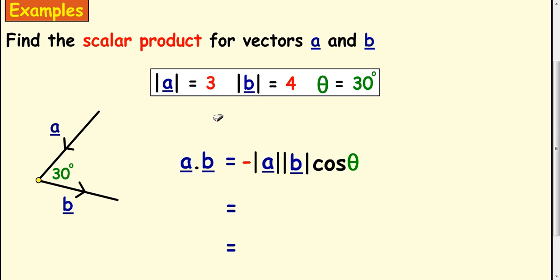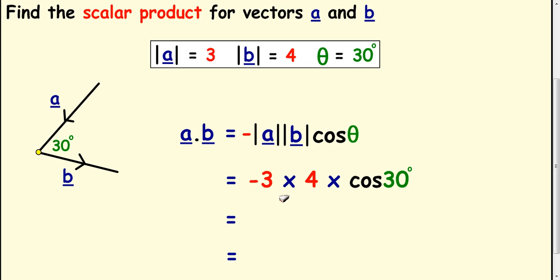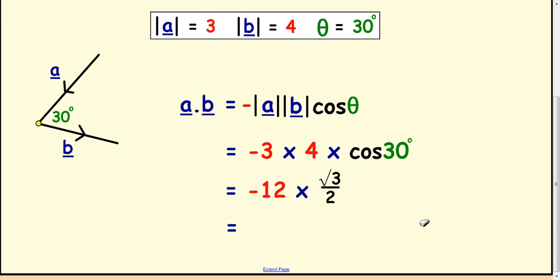And then we just do as we did before, so we're going to have a 3 and a 4 and a cos 30 with a negative. So that's going to go to negative 12, and cos of 30 is the same as the sine of 60, which is root 3 over 2. So the negative 12, you could sit at the top, but you'll divide it by 2, so we really get negative 6 root 3.